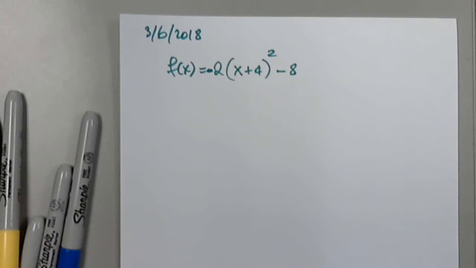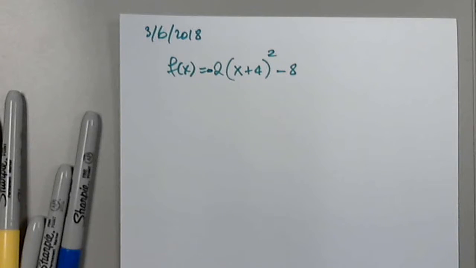One more time. Let's start from scratch. X squared. X plus 4. 2 times x plus 4 squared, of course. Negative 2 times x plus 4 squared. Negative 4, negative 8. Do you all agree with negative 4, negative 8?